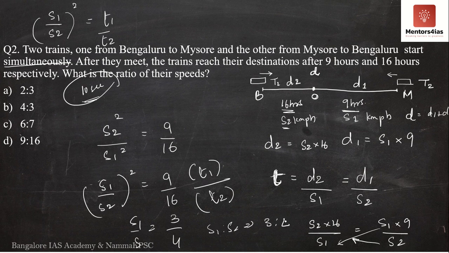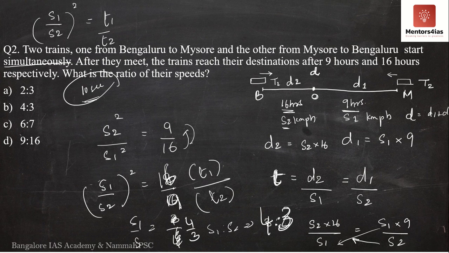Sorry, I think I've made a mistake. Now S2 by S1 is equal to 9 by 16. Therefore, S1 by S2 is 16 by 9. See, S2 by S1 is equal to 9 by 16. That is what I've got from here. Now, S1 by S2 would mean nothing but 16 by 9. Therefore, S1 by S2 is not 3 by 4 but 4 by 3. Therefore, S1 is to S2 is nothing but 4 is to 3.